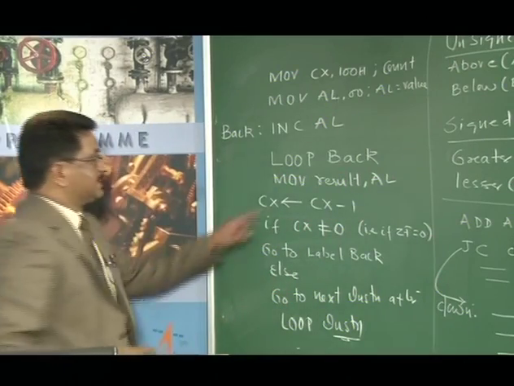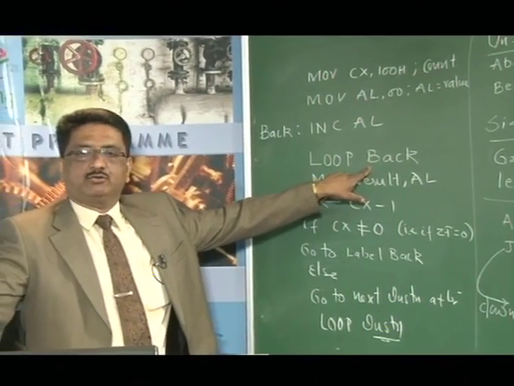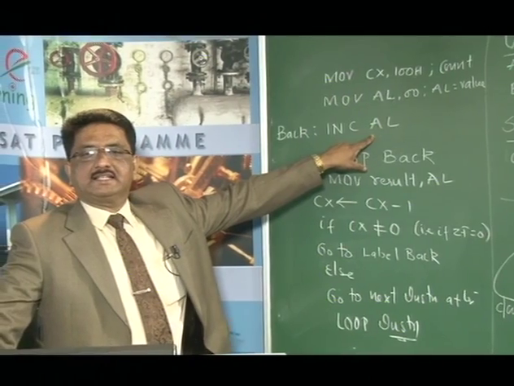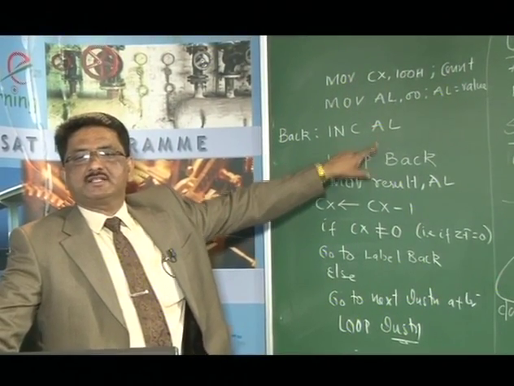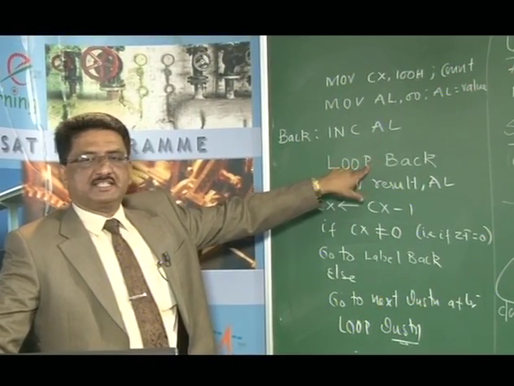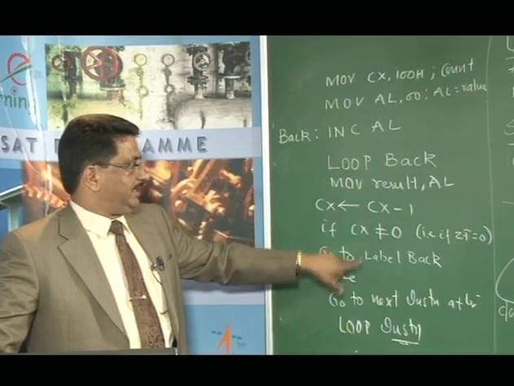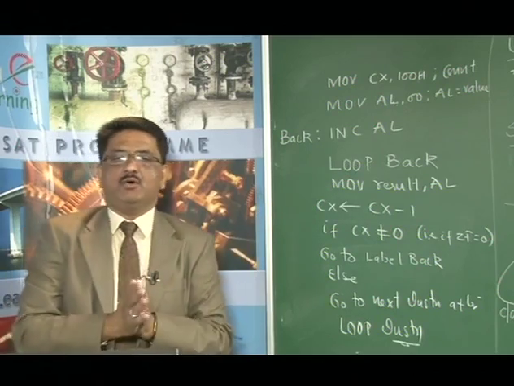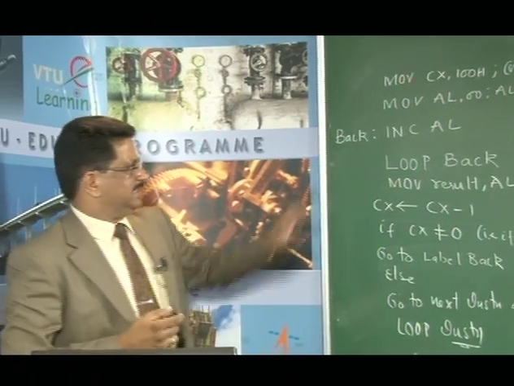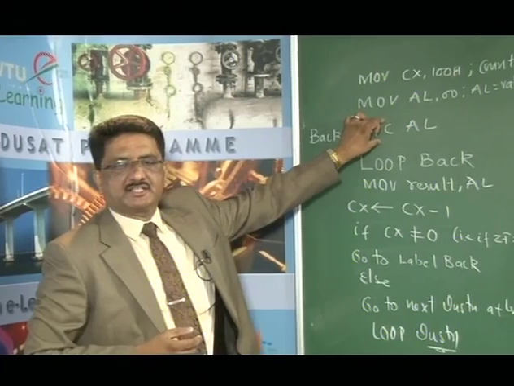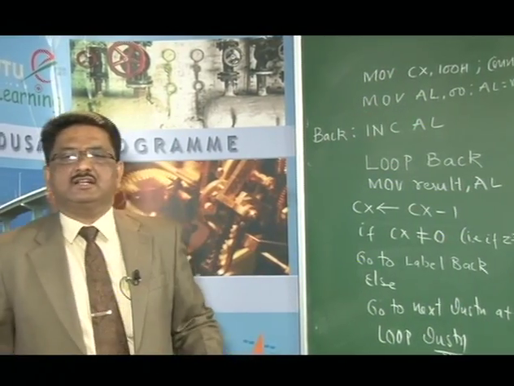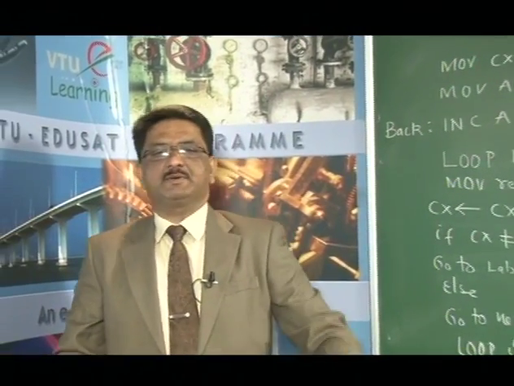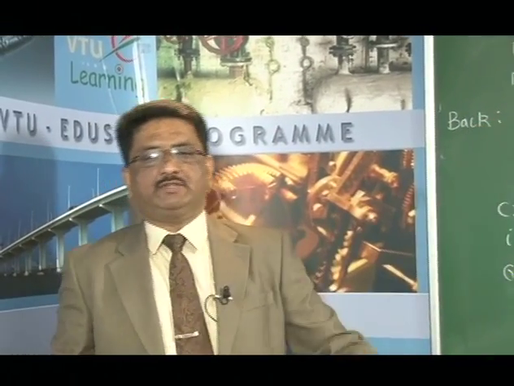So till CX is equal to 0, the contents of AL are incremented. Once CX becomes 0, when the loop instruction is executed, the control of execution automatically transfers to the next instruction. This is how your loop instruction works. In this simple example, I have given only one instruction. You may have a set of instructions repeated as per your program requirement, and that is how the loop instruction basically works.